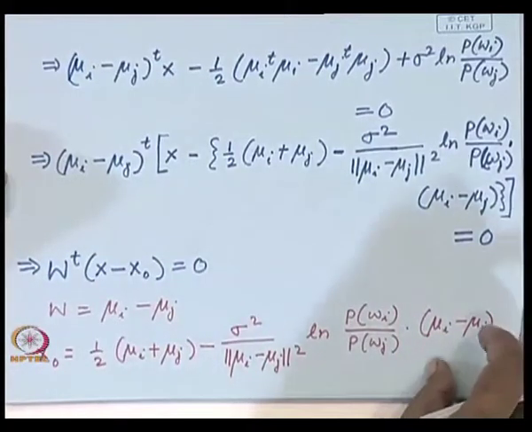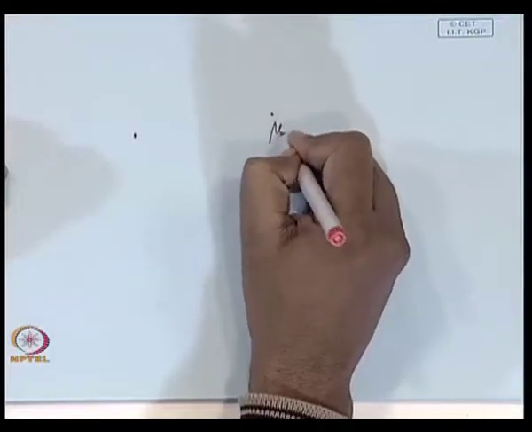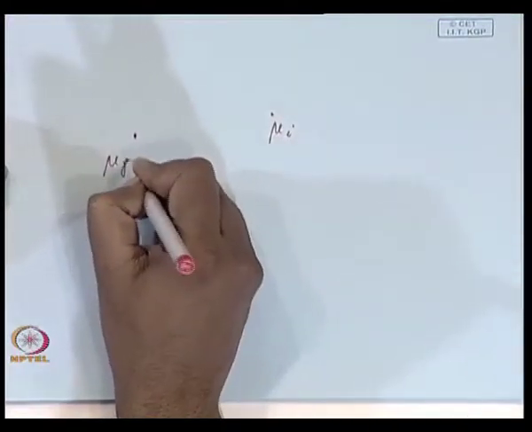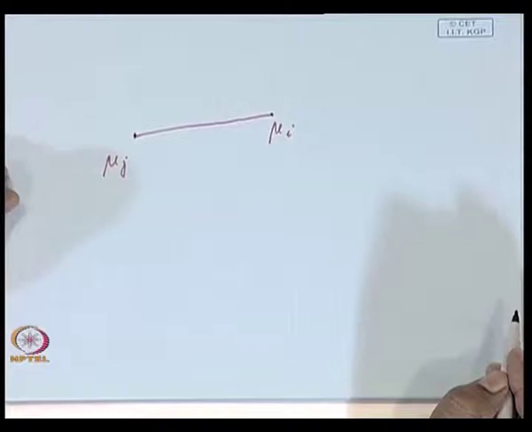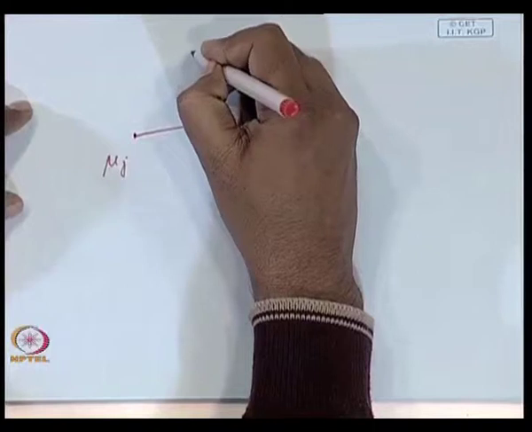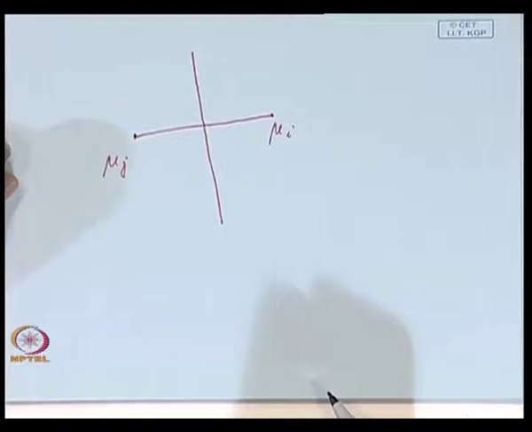So, the situation is simply like this: if two vector positions are, say, mu_i over here and mu_j over here, and this is the line joining mu_i and mu_j, the decision surface will be orthogonal to the line joining mu_i and mu_j. And because it is a linear equation, the decision surface is a hyperplane which is orthogonal to the line joining mu_i and mu_j.